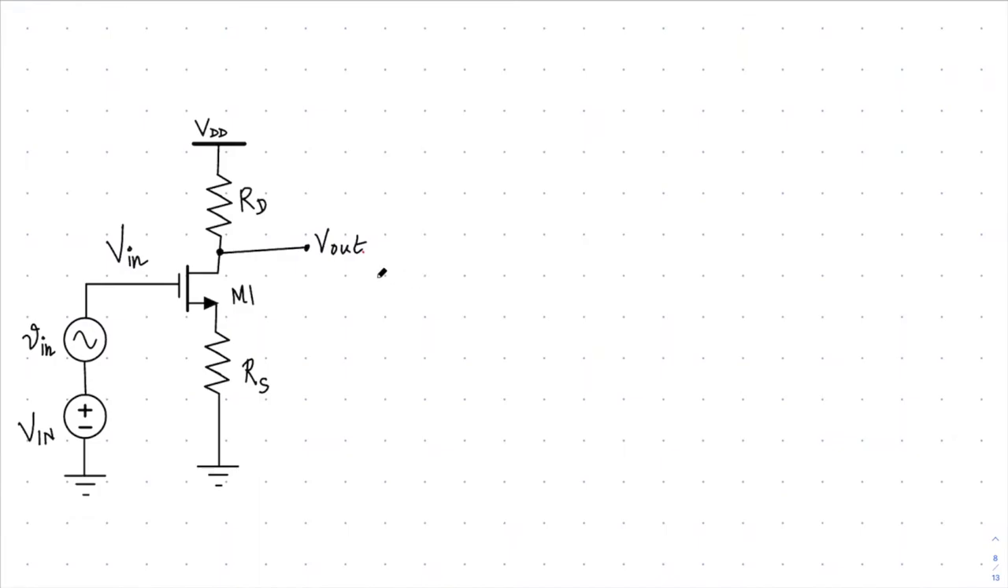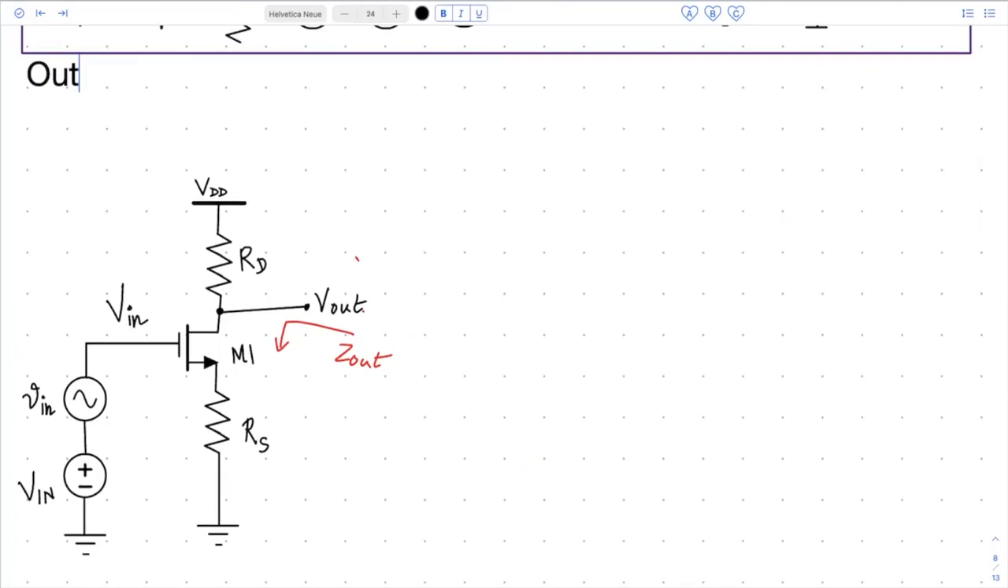Now we'd like to see the output impedance of this common source amplifier with source degeneration. Basically we want to see this output impedance. The output impedance of the common source amplifier with source degeneration is very high, and this concept is important because this is a fundamental principle which is exploited and used to design high gain cascode amplifiers or very high gain op amps.